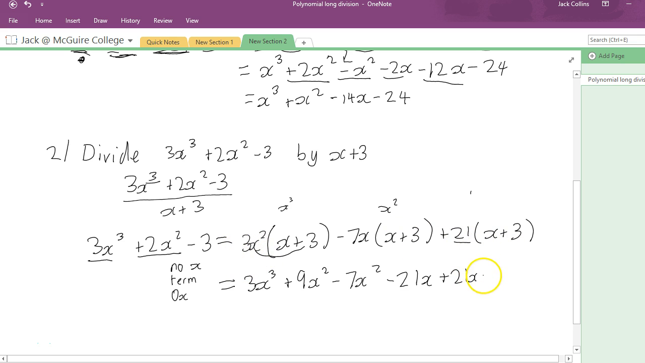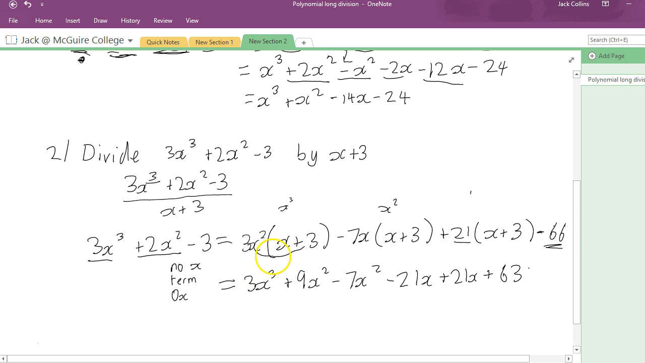And then we'll also have plus 63, since 21 times 3 is 63. Okay? And we want to actually end up with negative 3. So we'd have to, just at the end here, take away 66. So take away 66 there. And that is kind of our remainder. So this one isn't a perfect factor. We've got a remainder here of 66.